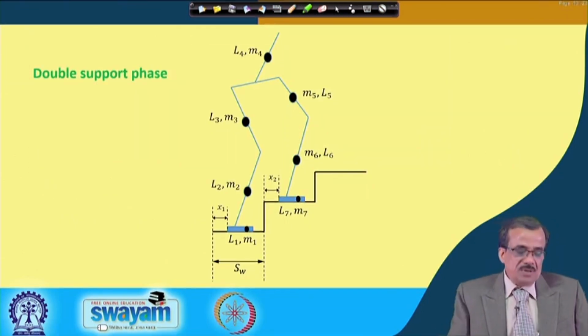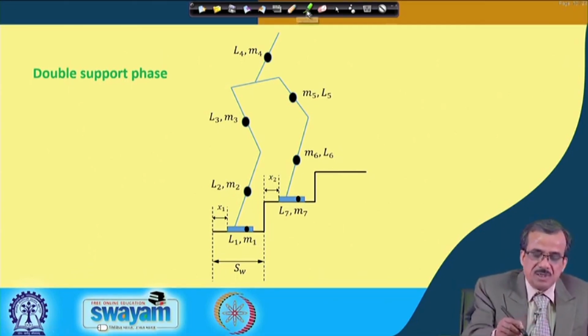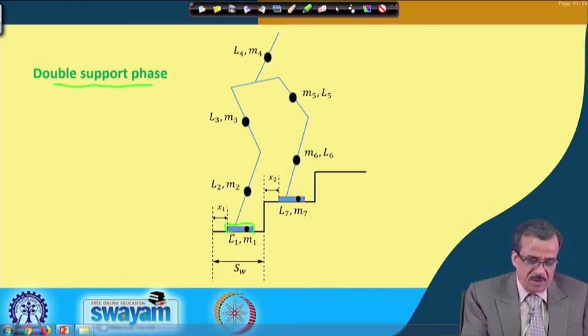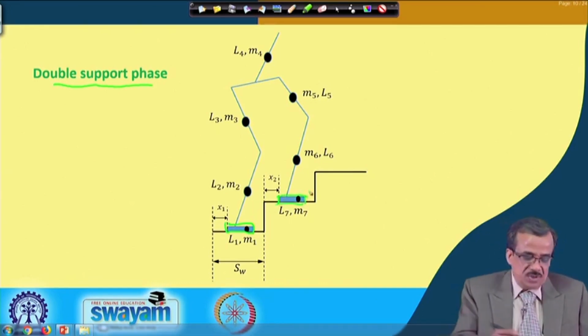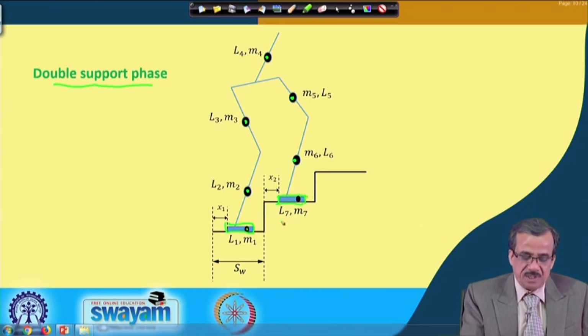Now, in the previous slide we considered the single support phase, and this is the scenario for the double support phase. For example, in the double support phase, I have one foot here on the ground and another foot here on the ground. So, both the feet are on the ground. This is the double support phase, and this link has the mass m1 and length L1. Similarly, it has m2 L2, m3 L3, m4 L4, m5 L5, m6 L6, and here we have m7 L7.